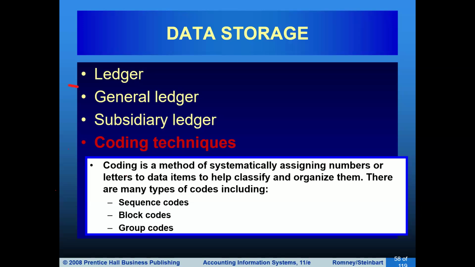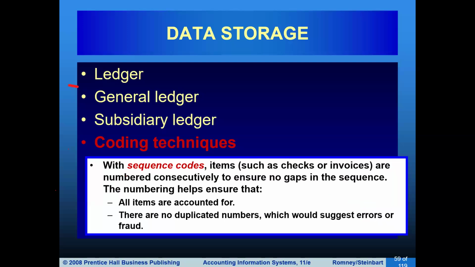The numbers are codes. Coding is a method of systematically assigning numbers or letters to data items to help classify and organize them. There are many types of codes, including sequence codes, block codes and group codes. Sequence code means 1, 2, 3, etc. Block codes, right? Some group-wise. I will show you an example.